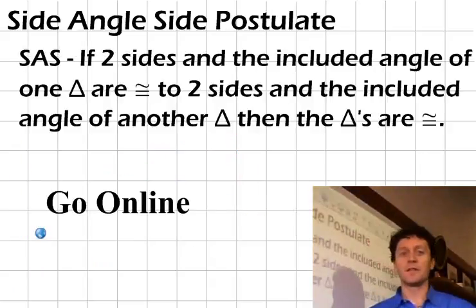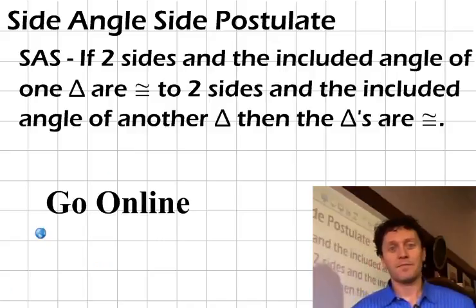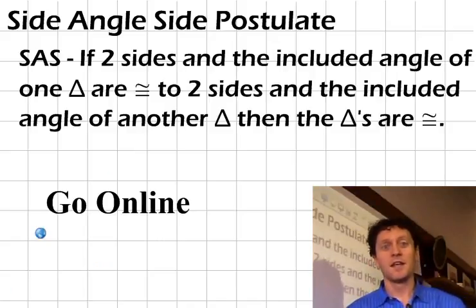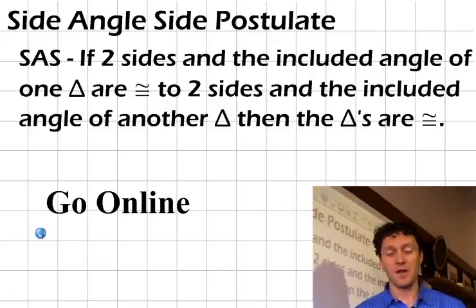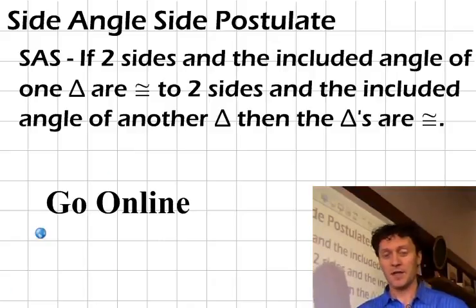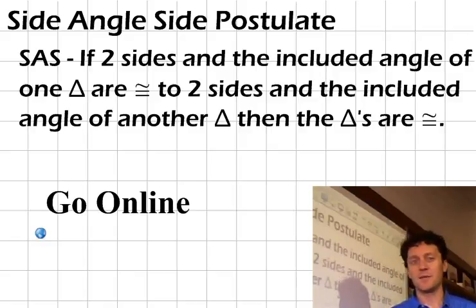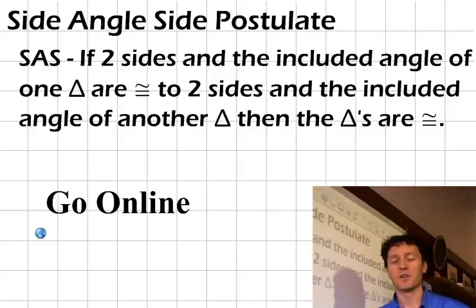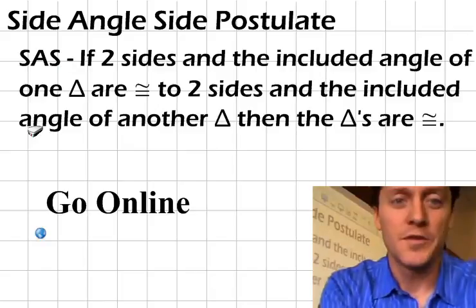Okay, next one is the side angle side. And just like it says, if 2 sides and the included angle of one triangle are congruent to 2 sides and the included angle of another triangle, then the triangles are congruent. So the order here matters. It has to be the side and then that angle and then the next side. If those parts are congruent to the parts of another triangle, then you've got congruent triangles.